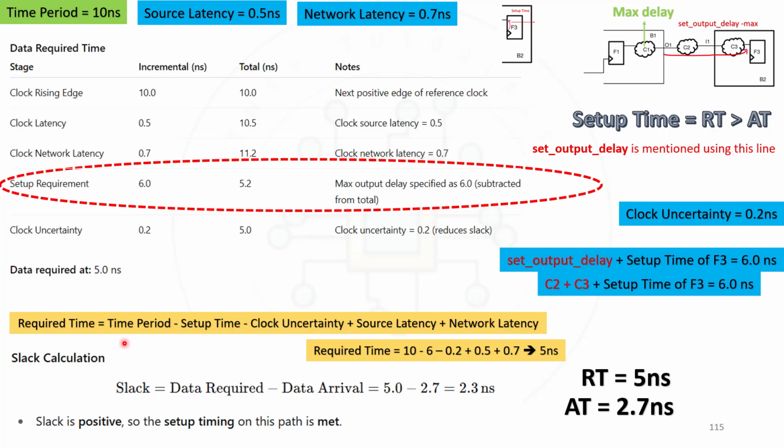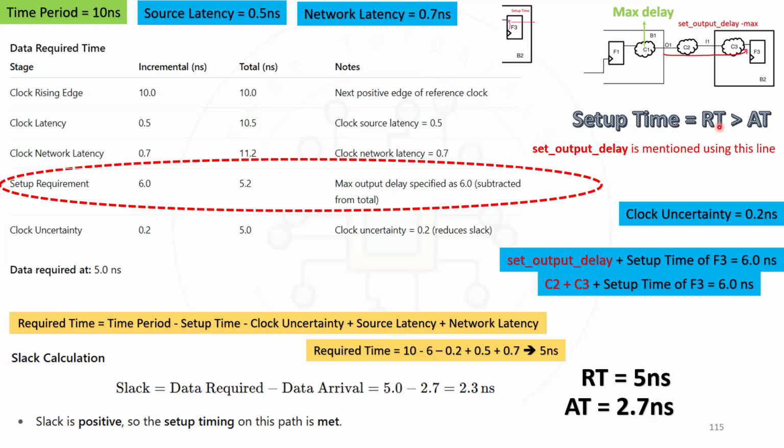If you want to calculate it in terms of formula, it is time period minus setup minus clock uncertainty plus source latency plus network latency. So we know that time period is 10 nanosecond. Setup time put together including both C2 and C3 delay is 6. Uncertainty is 0.2. Source latency is 0.5. Network latency is 0.7. So if you substitute this, you will get the time as 5 nanosecond. So totally we got required time as 5 nanosecond and arrival time as 2.7 nanosecond.